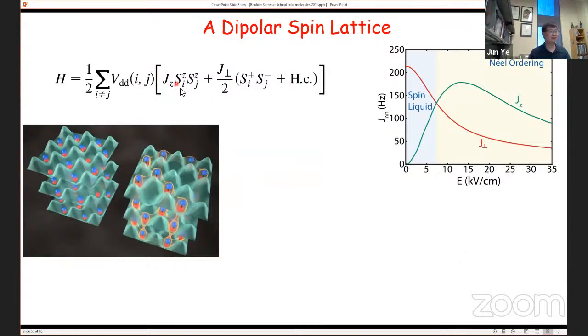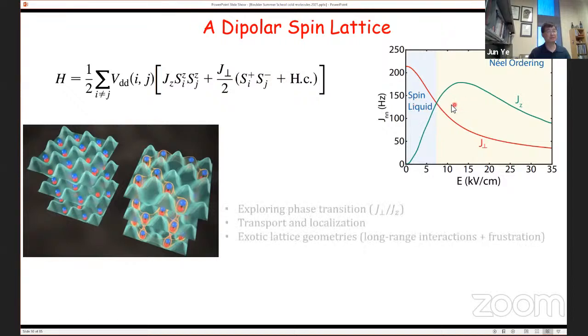So we can actually turn on the so-called JZ, the Ising interaction, because we can apply a DC electric field. And we can, of course, still have the spin exchange interaction. And if you look at the spin exchange versus Ising interactions as a function of electric field in the top right corner of the plot, you can see that by the time you go to 6 or 7 kilovolts per centimeter of DC electric field, the interaction will flip the relative strength. So it's a really interesting area where you can start to see the phase transitions by exploring different ratios of J perpendicular over JZ, the spin exchange strength versus the Ising interactions.